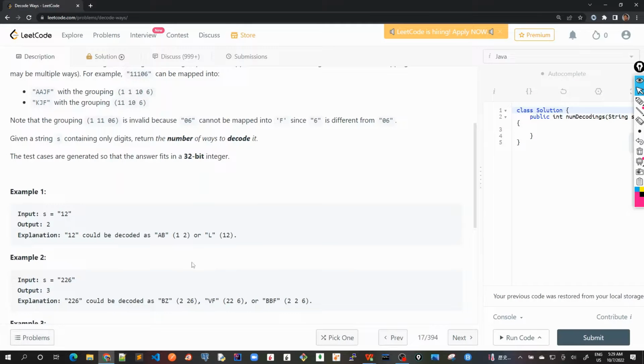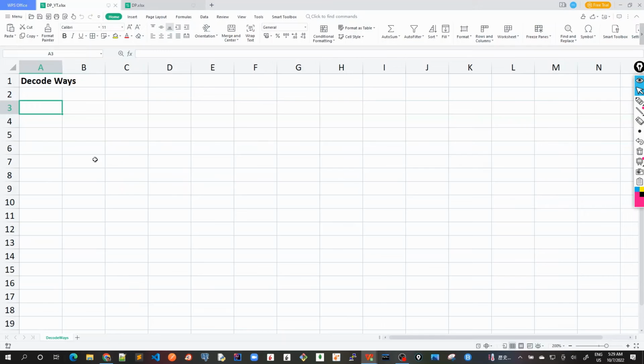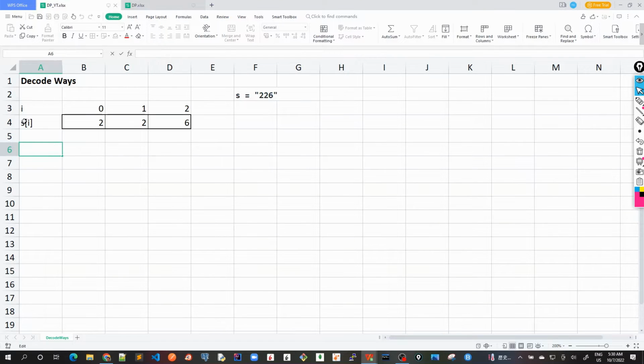So let me take out the same example as given in LeetCode. I will take this one. Let me put it here and break it down into individual characters for this input string, and I will calculate DP using the bottom-up approach here.